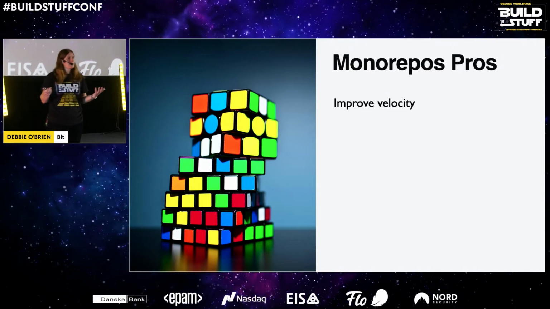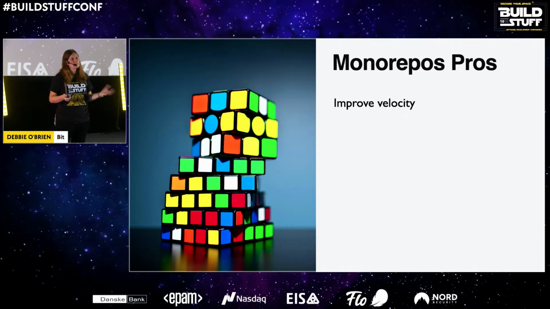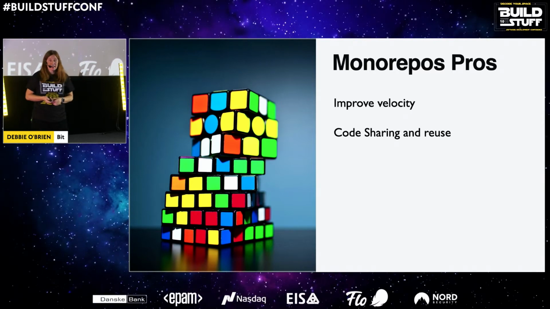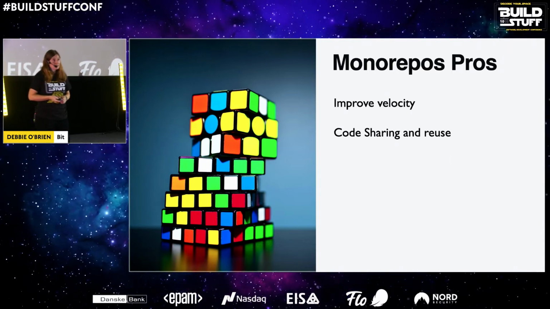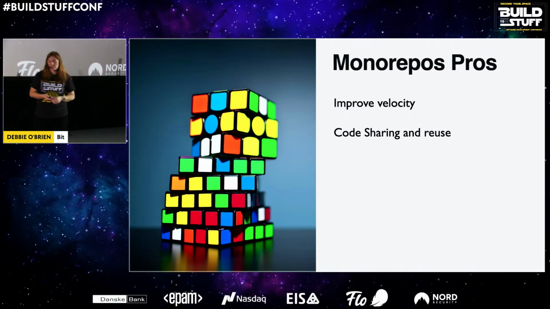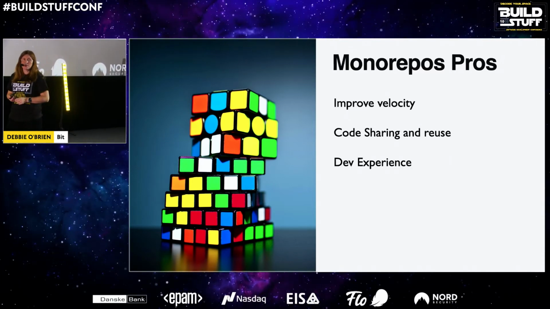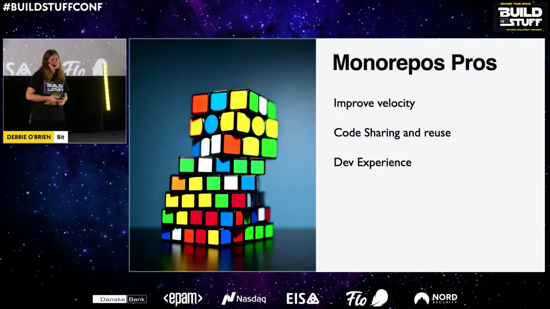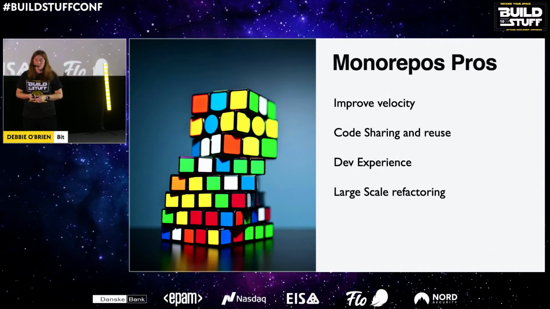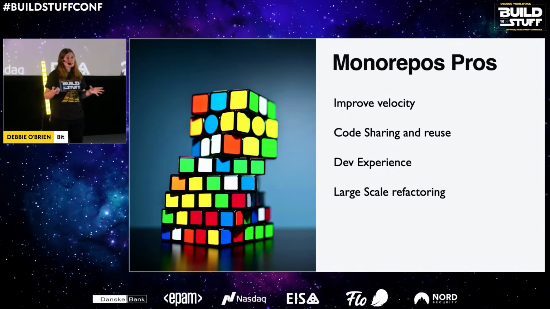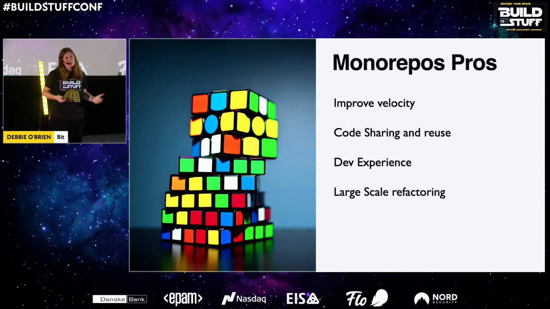Because it improves speed. I can now access all these components very easily, so I can build a lot quicker. I can share code very easily. I can reuse the code in any of the applications. So this is pretty good. And I've got a good dev experience. I'm quite happy and quite quickly building things. So this is good. If I need to refactor something at a large scale, I can easily do it because I have access to every single one of those components.